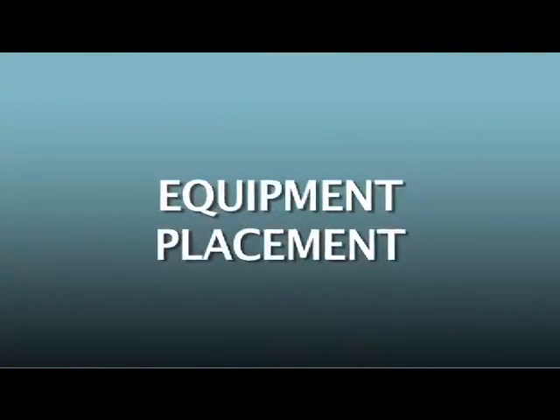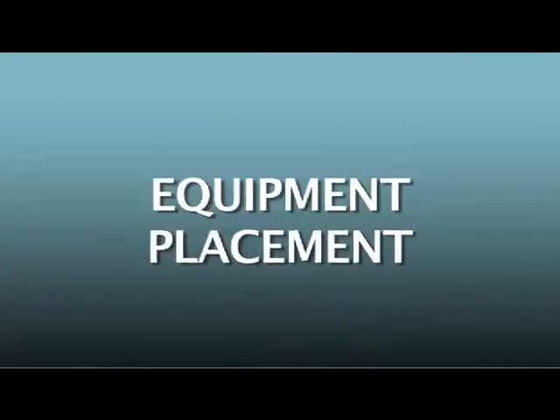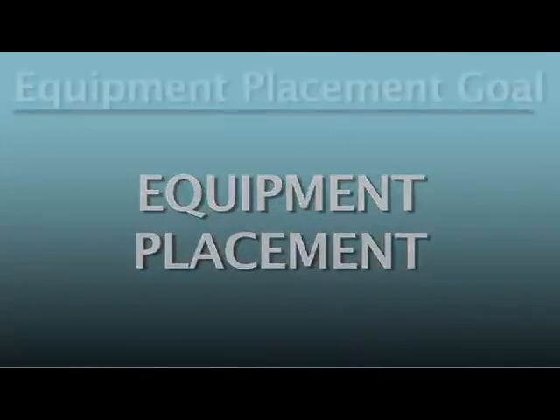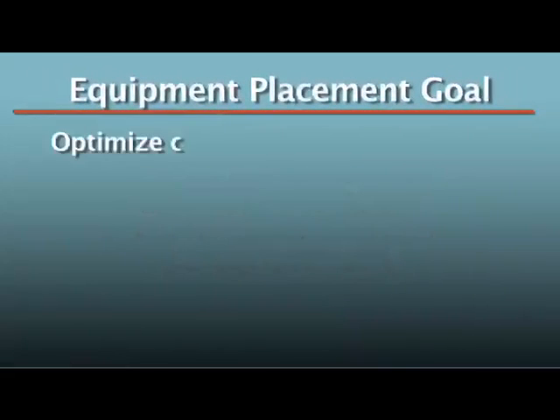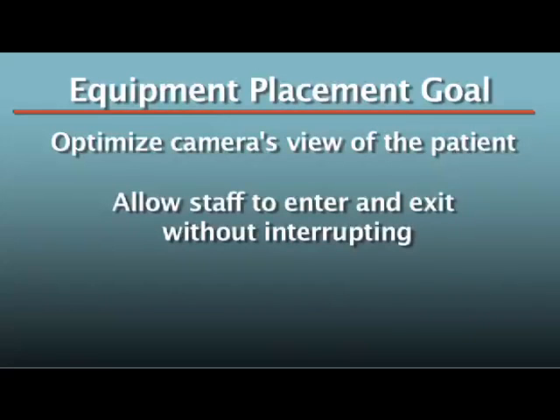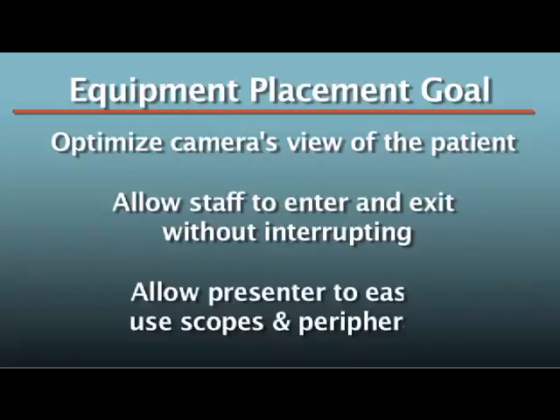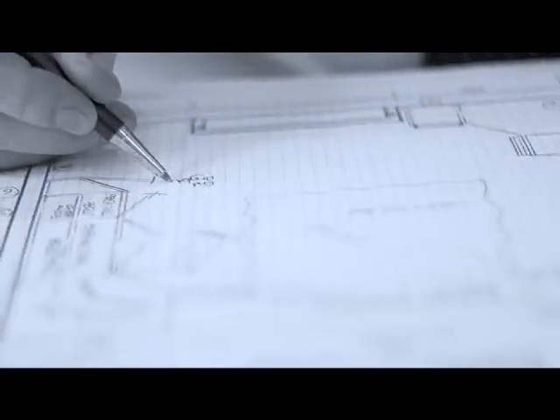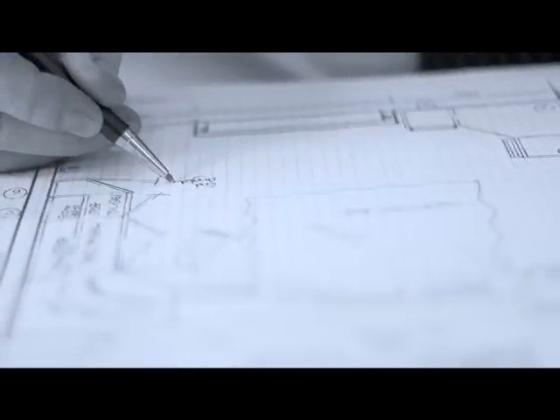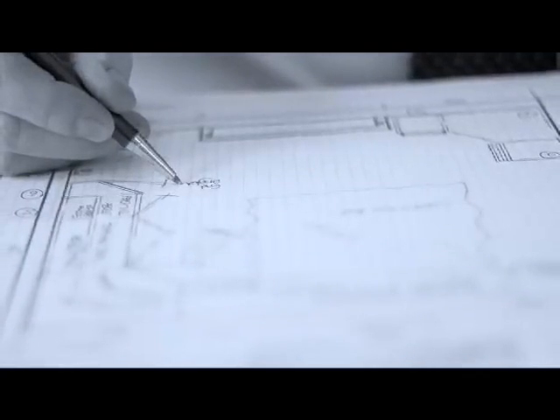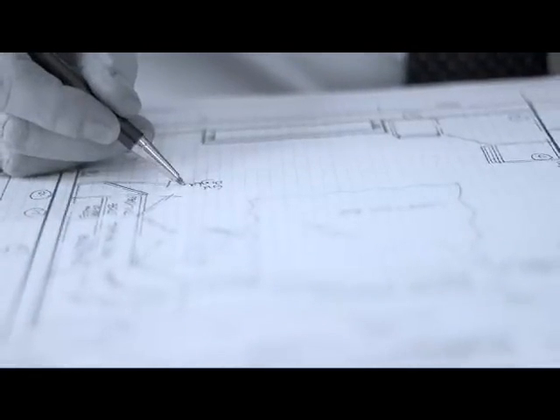Equipment placement. Once an appropriate room has been located, it will need to be evaluated for placement of the telemedicine and other equipment. The goal of placement is to optimize the camera's view of the patient, to allow staff to enter and exit without interrupting the visit, and also to allow the presenter to easily use the scopes and peripherals. Making a drawing of the room with doors, windows, electrical outlets, and telecommunication connections can be very helpful as you begin to consider placement of equipment.